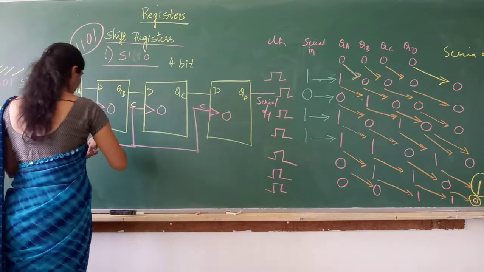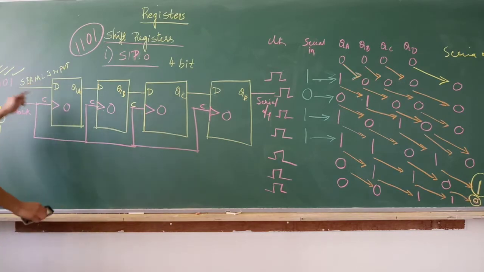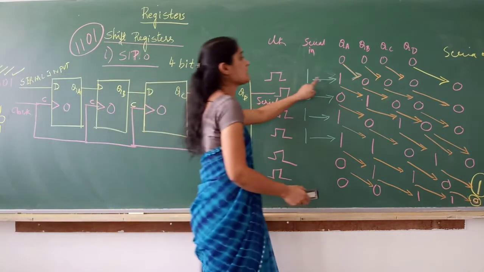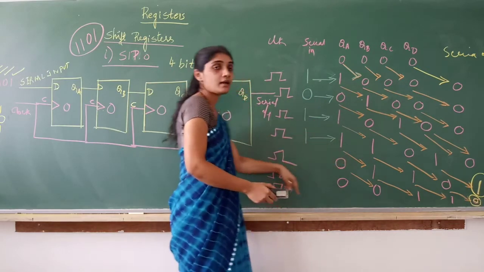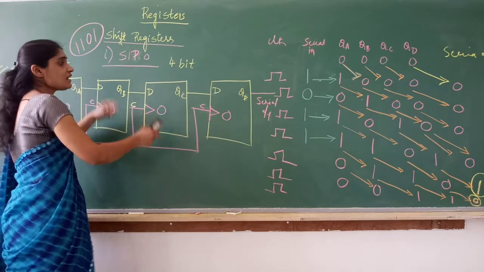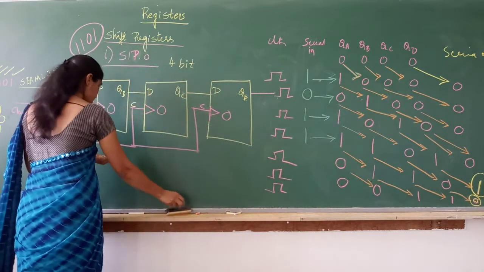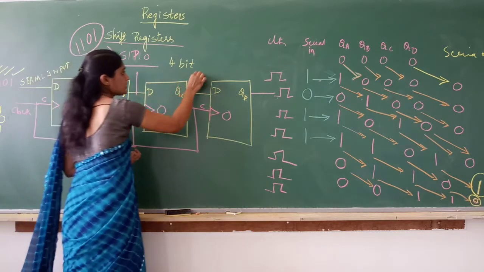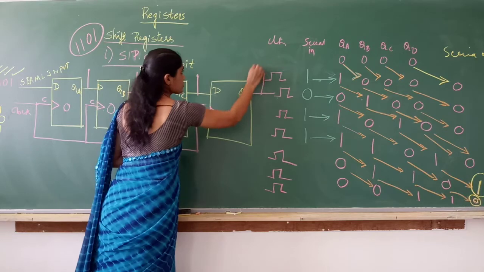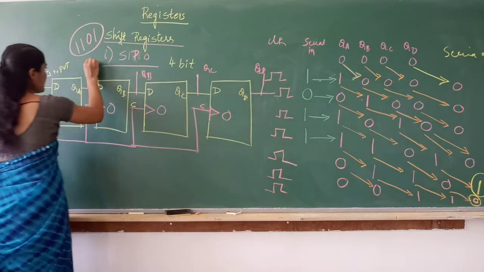Serial in, parallel out. Serially you give the input, same bits, 1, 1, 0, 1. So serially, first clock pulse 1 has entered, second clock pulse 0, third clock pulse 1, fourth clock pulse 1. Serial in, parallel out. So you don't take the output serially, you take it parallelly. That means you connect this to output, this to output, this to output, this to output. So this is QD, this is QC, this is QB, and this is QA.